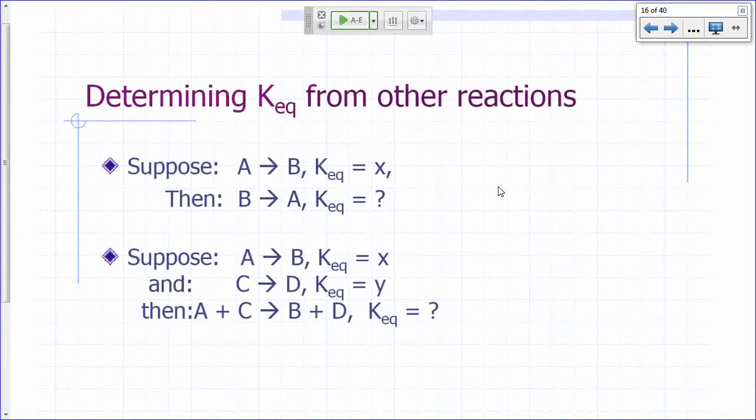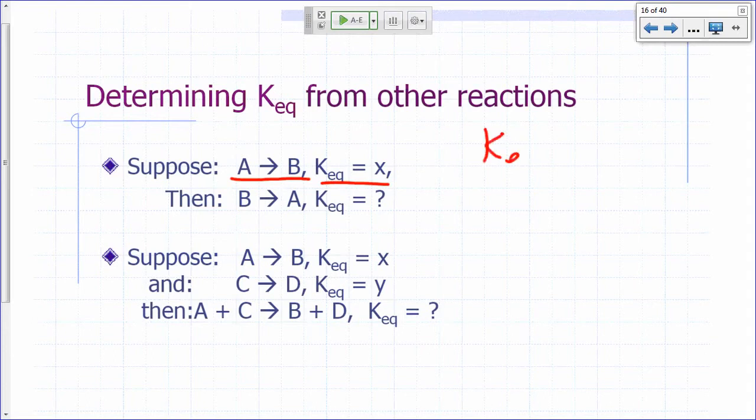You can determine KEQ from other reactions in a manner that's similar to what you did with delta H's for Hess's law, except in this case you don't add or subtract things. You take reciprocals and you multiply. Okay? So for example, if A going to B has a KEQ equal to X, right?